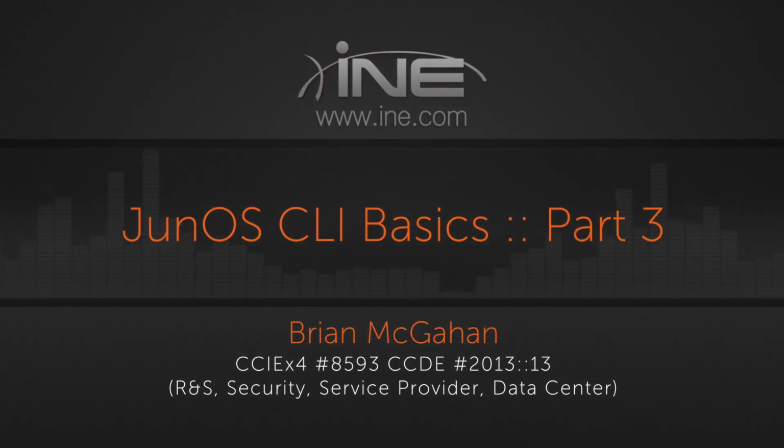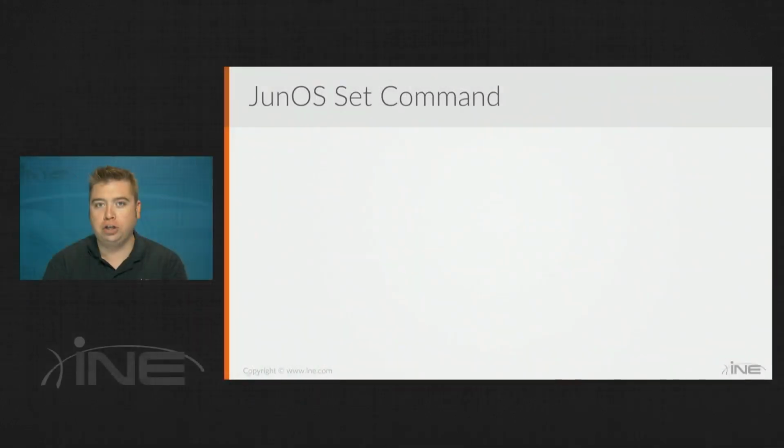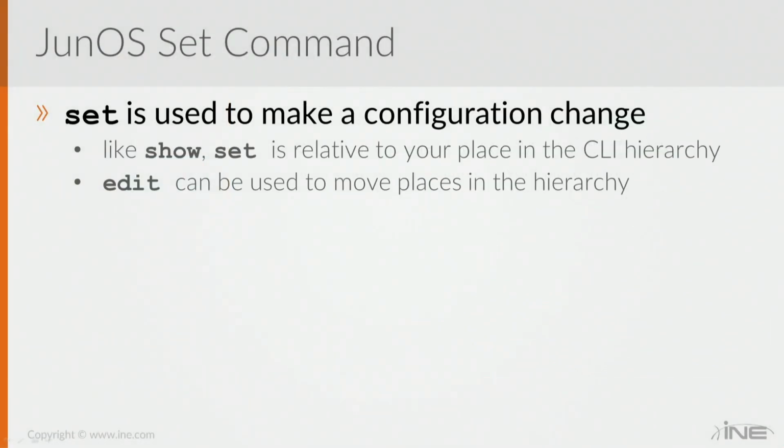So up to this point, we looked at how to do the basic navigation of the parser hierarchy and how to do basic verifications with the show command. Now we're going to look at how we actually make changes to the configuration by using the set command in JunOS. The set command, like a lot of the other commands we'll see in JunOS, is going to be relative to your place in the particular hierarchy.